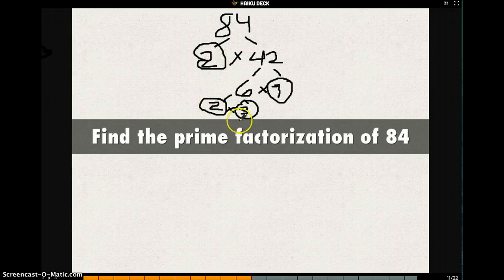So when you finally reach all your prime numbers, here's how you're going to write it out into prime factorization. Start with your lowest number. We have 2, and we have another 2, so we're going to write it in exponential form: 2 to the second power times 3 times 7. And to check, we just multiply it together.